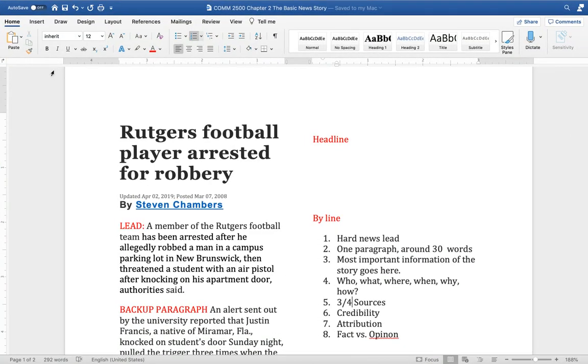We're going to go through this hard news story and talk about both that and the material in Chapter 2, as they're both related. This is a hard news story about a Rutgers football player that ran last year. Like all stories, every story has a headline, right? This one is "Rutgers football player arrested for robbery."